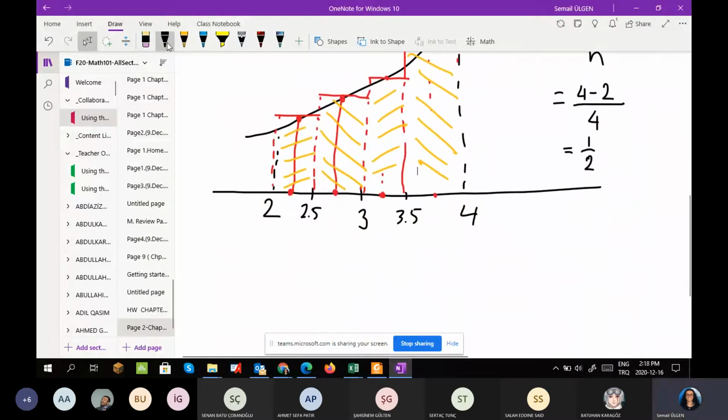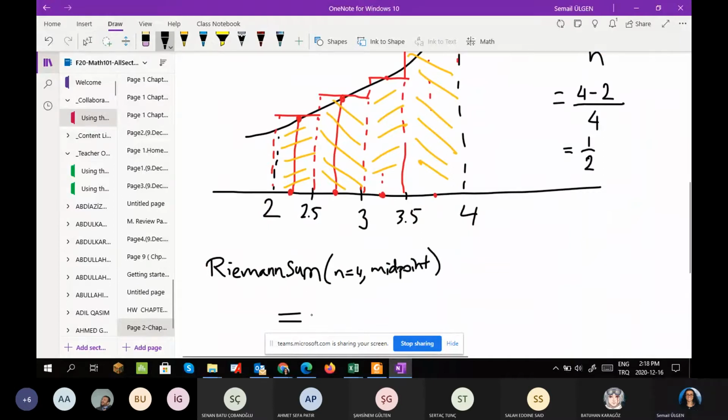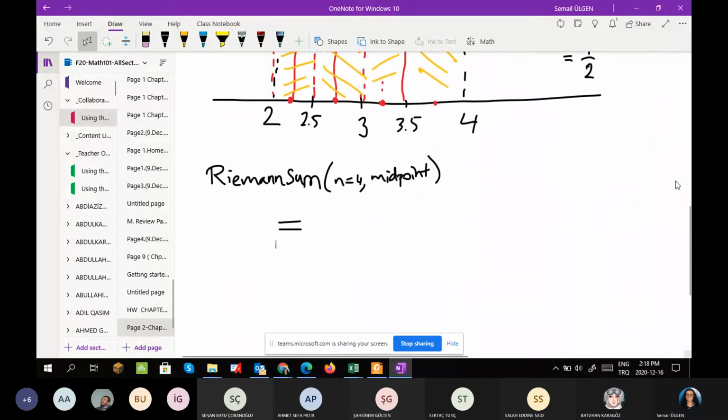Okay, I'm going to write Riemann sum. Riemann sum for n is equal to 4, n is equal to 4 and midpoint. For midpoint, yeah? Okay, it's going to be equal to, all right? So I go a little bit down. Remember, we have y is equal to x cubed.